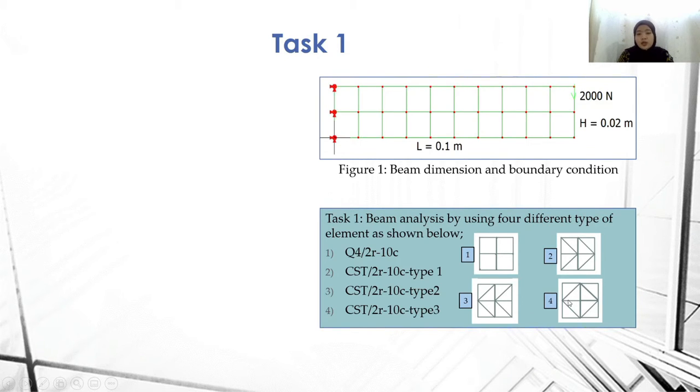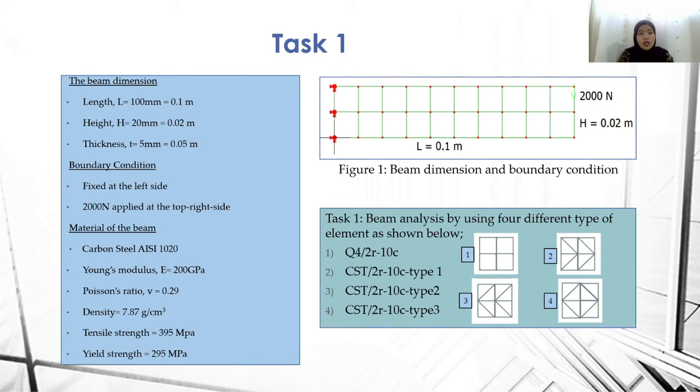Figure 1 is the beam dimension and boundary condition. The beam dimension is length 0.1 meter, height 0.02 meter, and thickness 0.05 meter. For boundary condition, I fixed the left side of the beam here, and I apply 2000 Newton force at the top right side here.